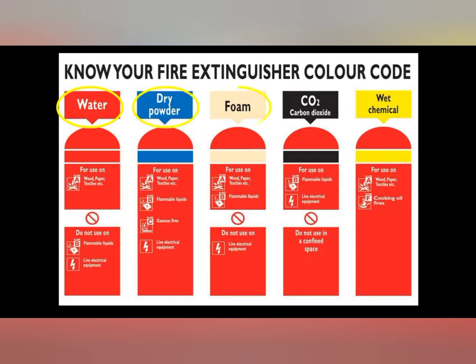Next is the dry powder fire extinguisher, which can be used for both classification A and classification B, likewise in classification C. And it can be used also in live electrical equipment. So it can be used for classification A, B, C, as well as D. Next is the foam fire extinguisher. It can be used for both classification A and classification B. However, this is not advisable to use it for live electrical equipment.